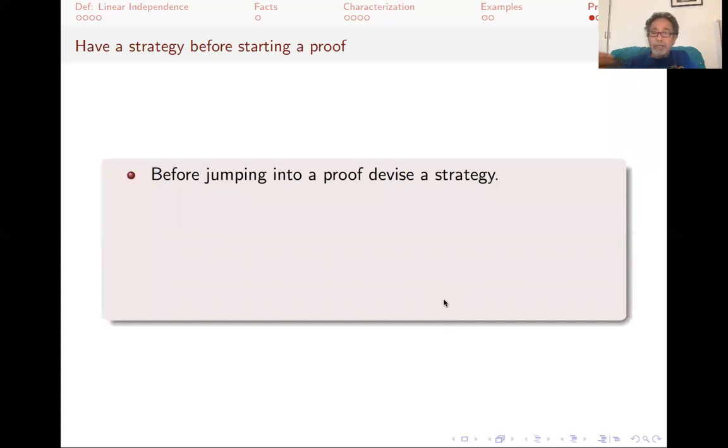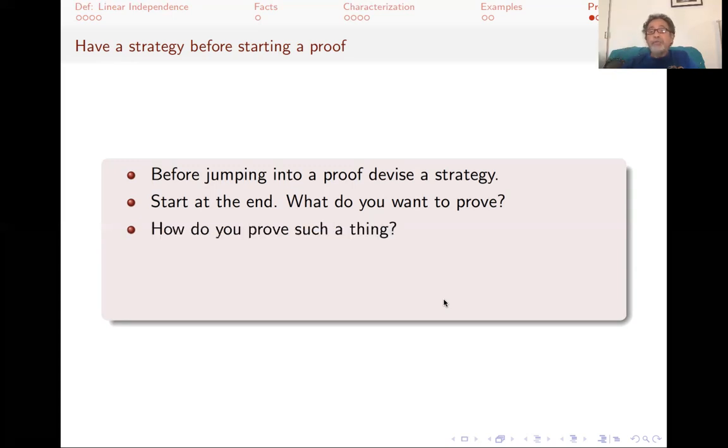But before writing a proof, you always want to devise a strategy. You want to think ahead and say, okay, this is what I'm going to do. What you always want to do is start at the end, at what you want to prove, not at what you know. So you start by asking, what do I want to prove? And then you say, well, how do I prove such a thing, without getting your hands dirty and actually proving it?